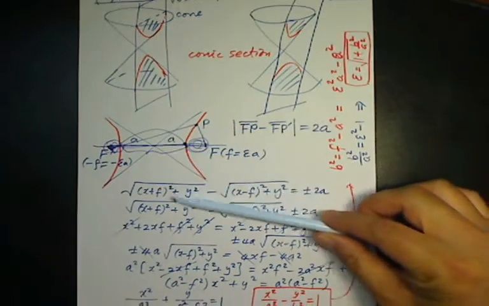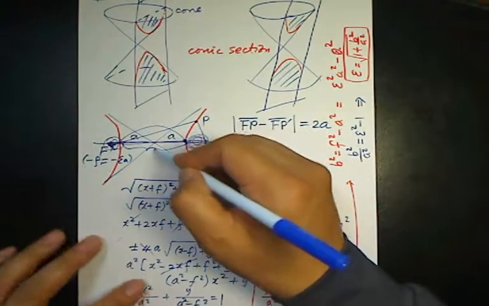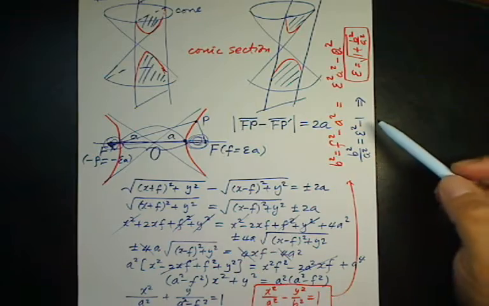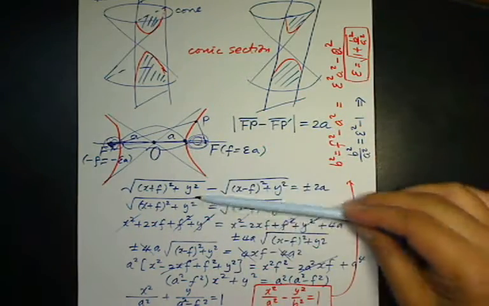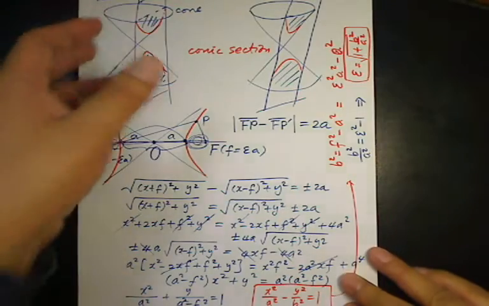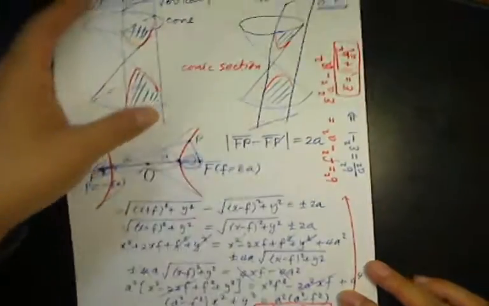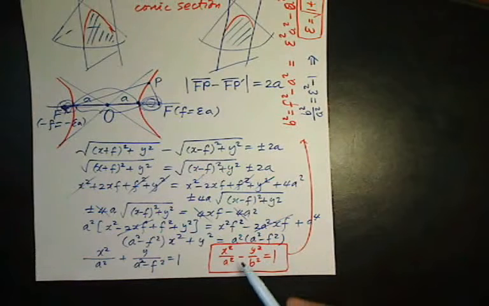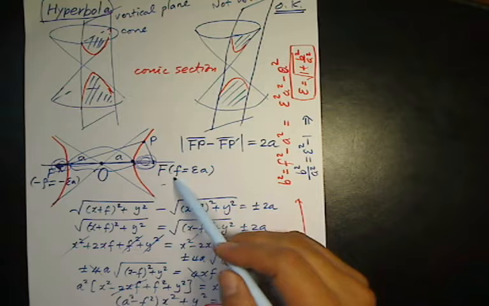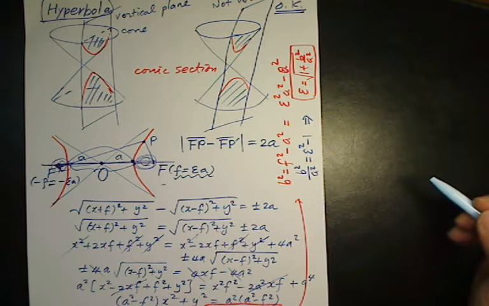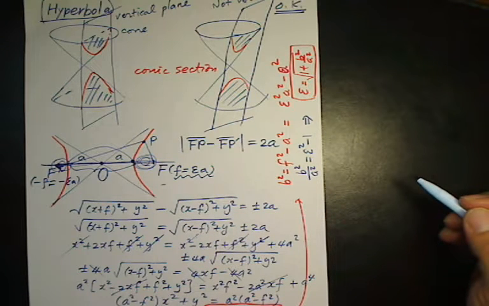Substituting the expression for the coordinates, when we put the origin at the central point, after the calculation we find that the equation is x squared over a squared minus y squared over b squared equals 1. Here, the focus is placed at epsilon a.